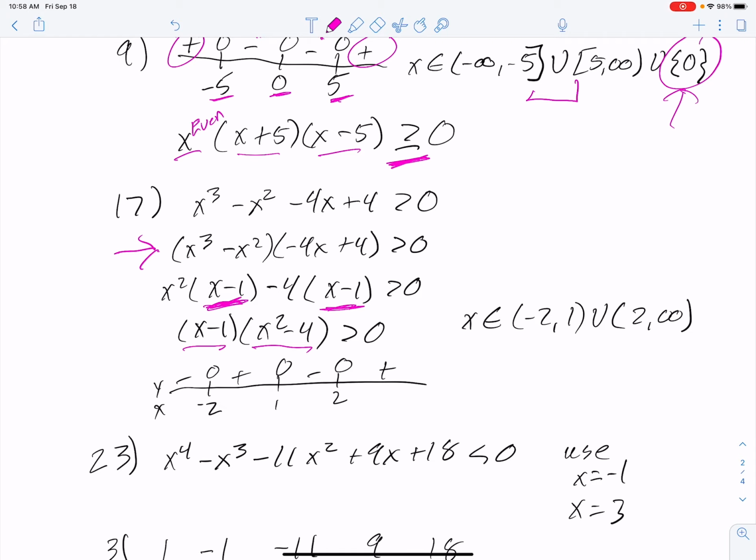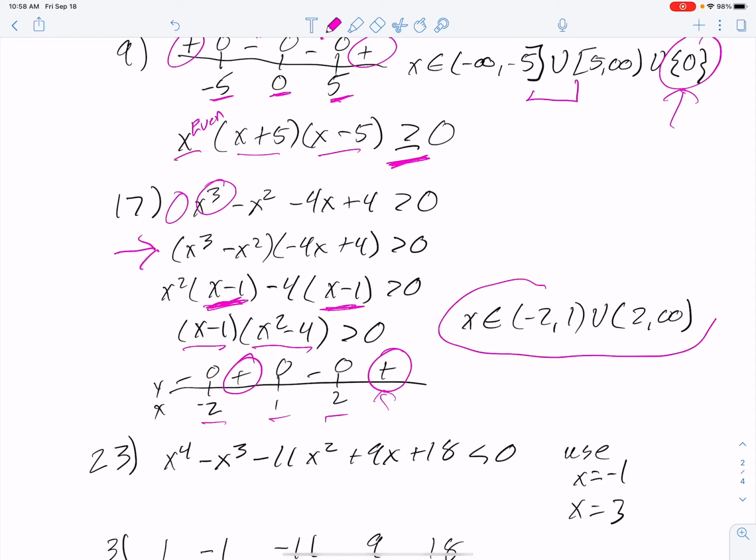I know that since my lead term was positive, I had a third degree polynomial and I got 1, 2, 3 zeros, I'm going to start with a positive value and alternate signs. I want values that are greater than 0, so I'm going to focus on where my sign pattern is positive. And since it's greater than 0, not greater than or equal to 0, I use parentheses in my interval notation.